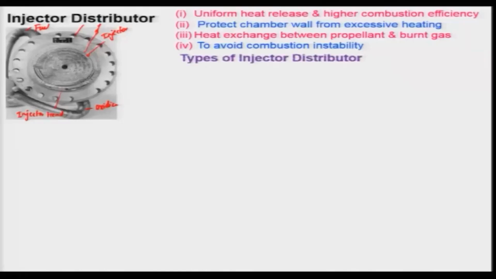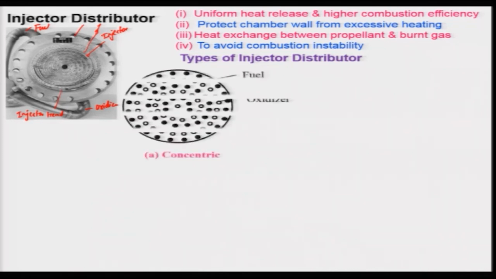So, let us look at only four types of injector distributor, and one is the concentric injectors. If you look at these filled circles, they correspond to the orifice of an injector, a single orifice, and that is fuel, and the non-filled circles correspond to the oxidizer orifice. As I told earlier, this is the last one, which is near the wall, and this is your wall. So, this is the fuel.